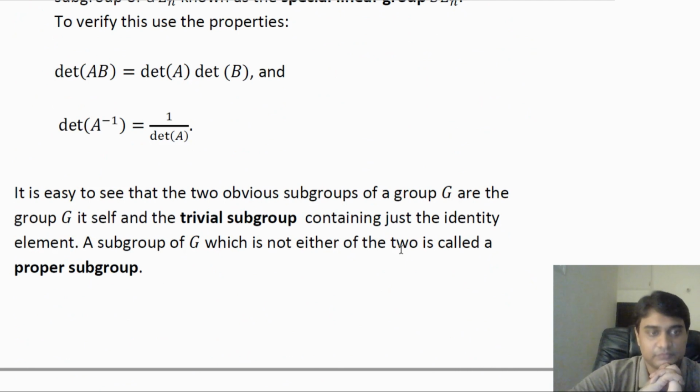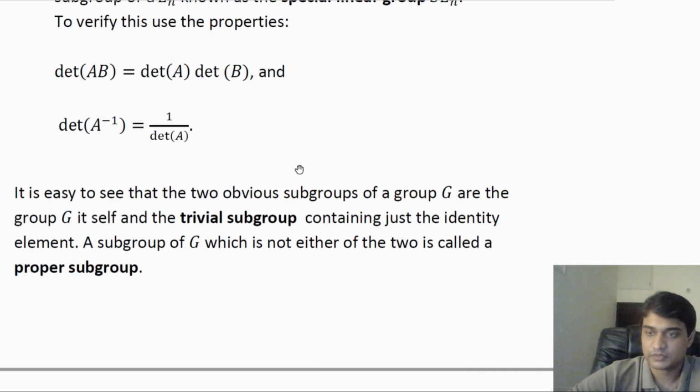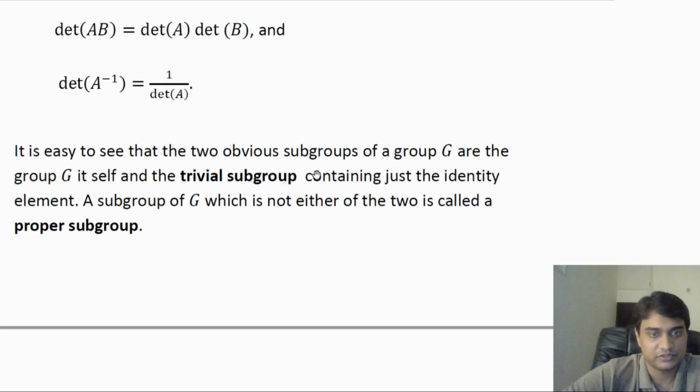And now we can easily see the two very obvious subgroups of a group. They are the group itself, G, and a group with just one element, the identity element. This is known as the trivial subgroup. These two obvious subsets of G are subgroups of G, and it can be very easily verified. Any other subgroup of G, other than the trivial group or the group G itself, is known as a proper subgroup of G.